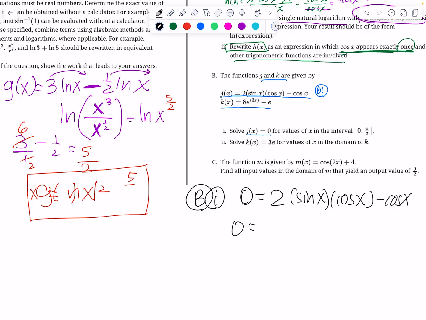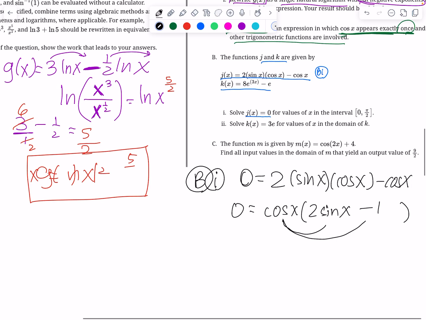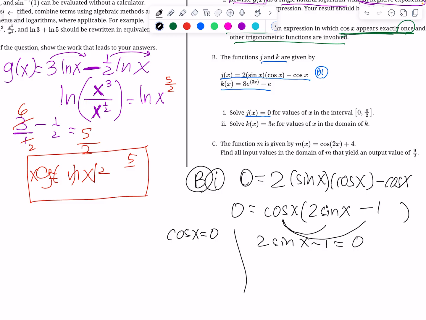So we have cosine x times 2 sine x. So cosine x times 2 sine x is 2 sine x cosine x. Cosine x times -1 is negative cosine x. And so these are our two factors. So cosine x equals 0 and 2 sine x minus 1 equals 0. So what cosine of what gives us 0? Cosine of pi over 2 gives us 0.